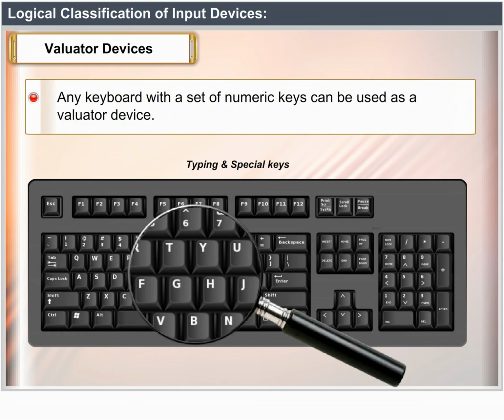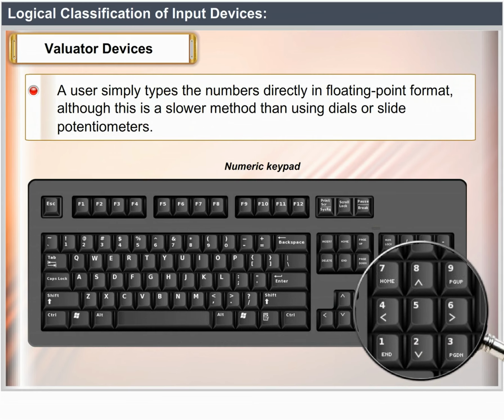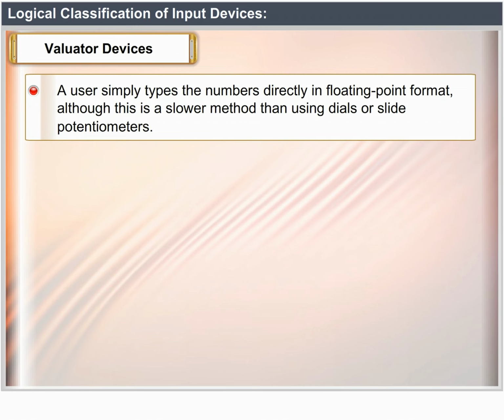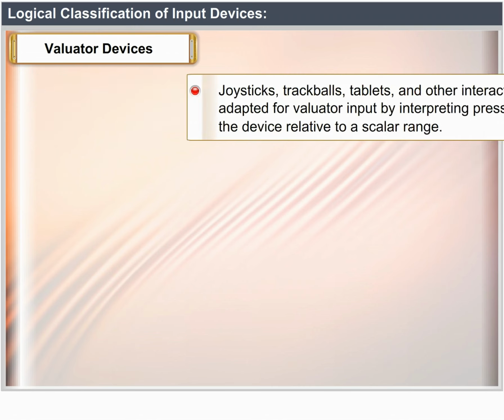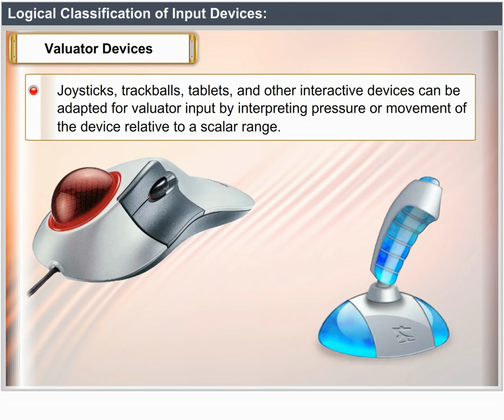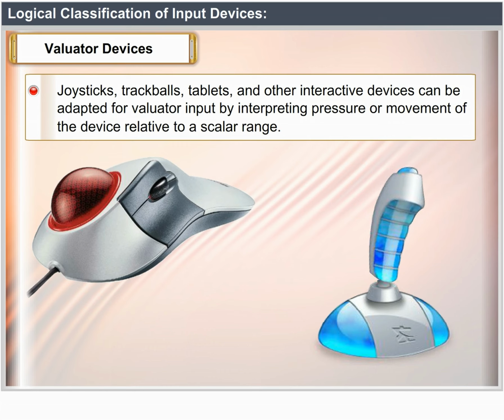Any keyboard with a set of numeric keys can be used as a valuator device. A user simply types the numbers directly in floating point format, although this is a slower method than using dials or slide potentiometers. Joysticks, trackballs, tablets, and other interactive devices can be adapted for valuator input by interpreting pressure or movement of the device relative to the scalar range.